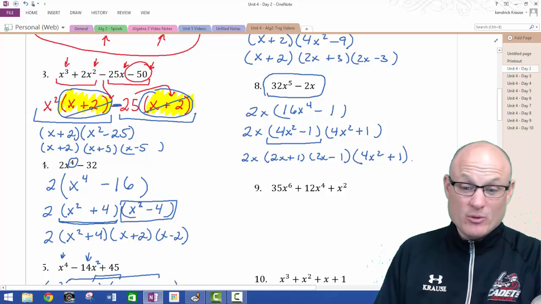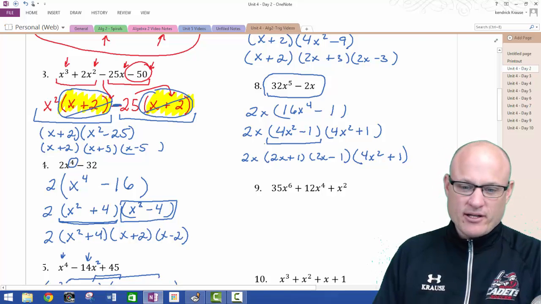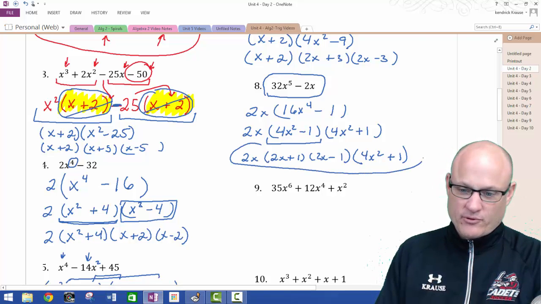1/2 times 2 would be 1. We want negative 1. Okay, negative 1/2 times 2. There it is. I told you this is going to be some beautiful stuff.